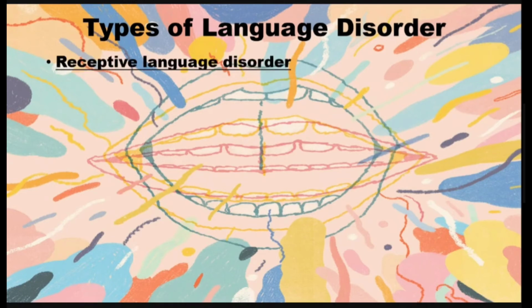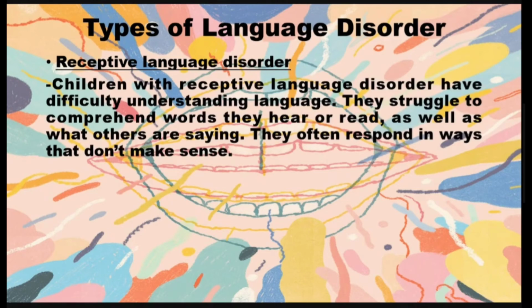The first is a receptive language disorder. Children with receptive language disorder have difficulty understanding language. They struggle to comprehend words they hear or read, as well as what others are saying. They often respond in ways that don't make sense.